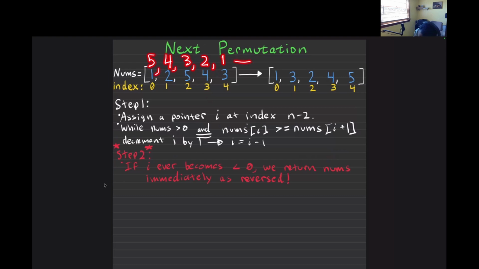The next permutation of this is actually just 1, 2, 3, 4, 5. And that's it. That's the edge case, okay? All right, so let's move on to step 3.